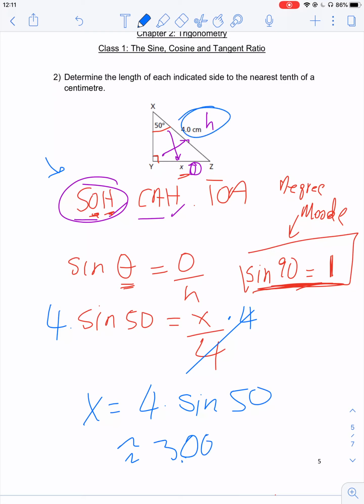Because the hypotenuse was given in centimeters, this has to be in centimeters. My writing doesn't look really nice, so I'm going to erase this and write it again. So, 3.06 centimeters. There you go.